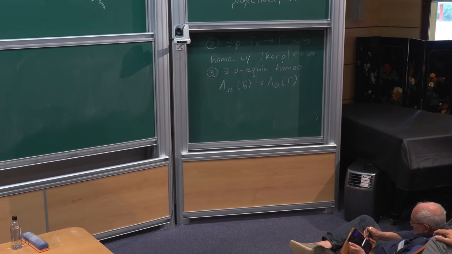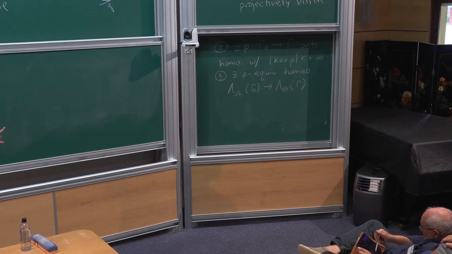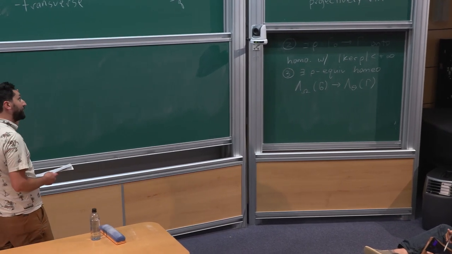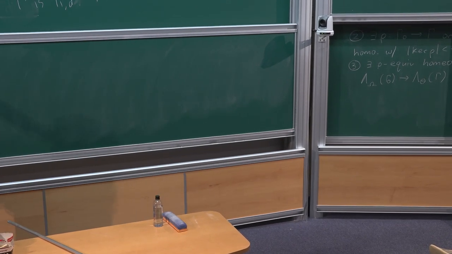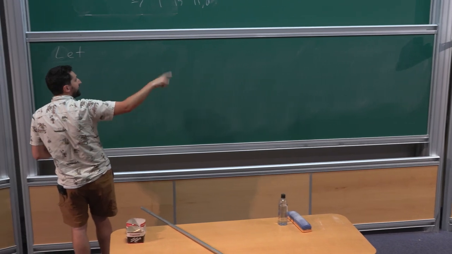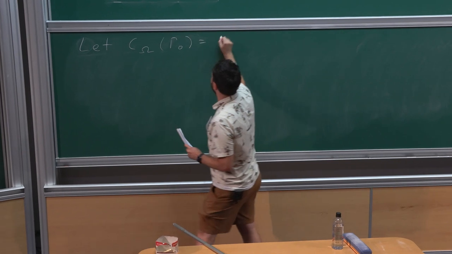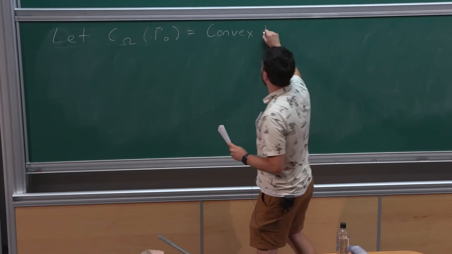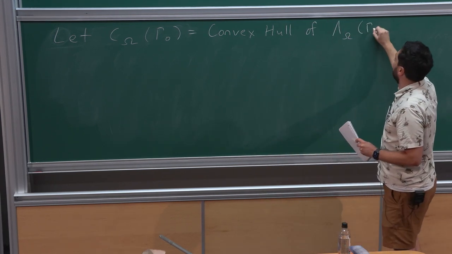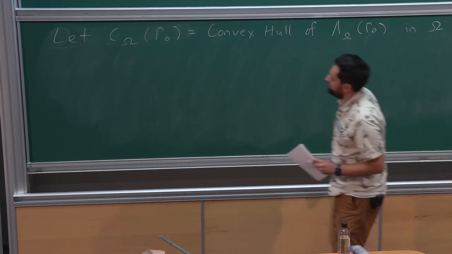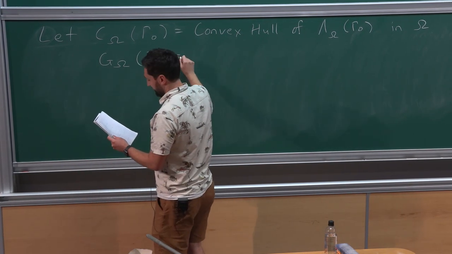Yep. Other questions? Okay, so then I also want to mention just one more thing related to this. I wish I had small enough writing to put this all on the two boards there, but I don't. And so I want to define two other objects associated to this projectively visible group. So let's look at C omega, gamma naught. This is the convex hull of the limit set in the domain, and then let's let g omega of gamma naught be the following.